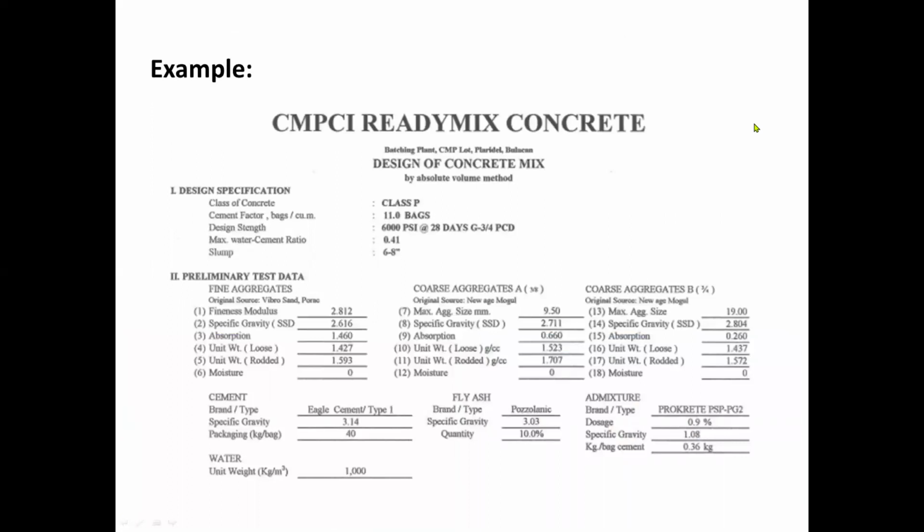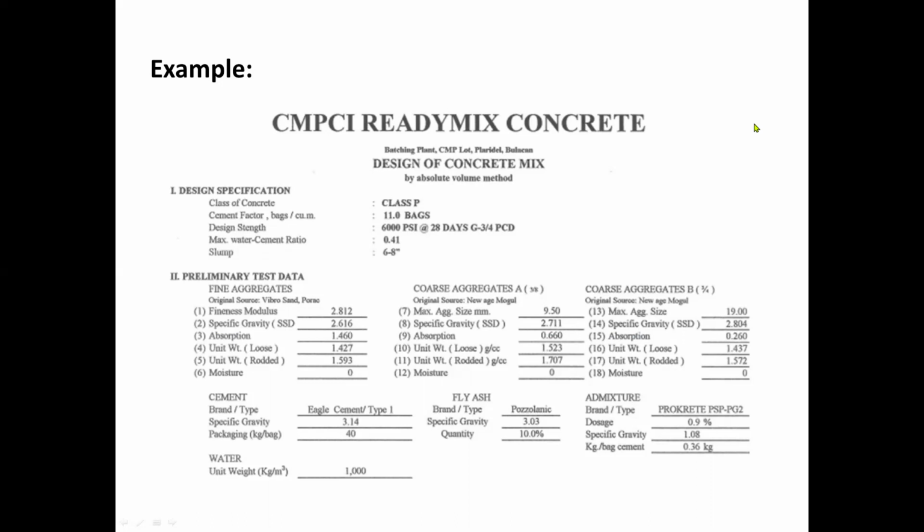So here is a sample of ready-mix concrete specifications. So resulta yan. So dito na-classify yung konkreto na class B. And the cement factor, bags per cubic meter, is 11 bags. The design strength is 6,000 PSI na pwedeng ma-attain or ma-achieve sa loob ng 28 days. And the maximum water-cement ratio is 0.41. So parang mataas siya sa 0.35.